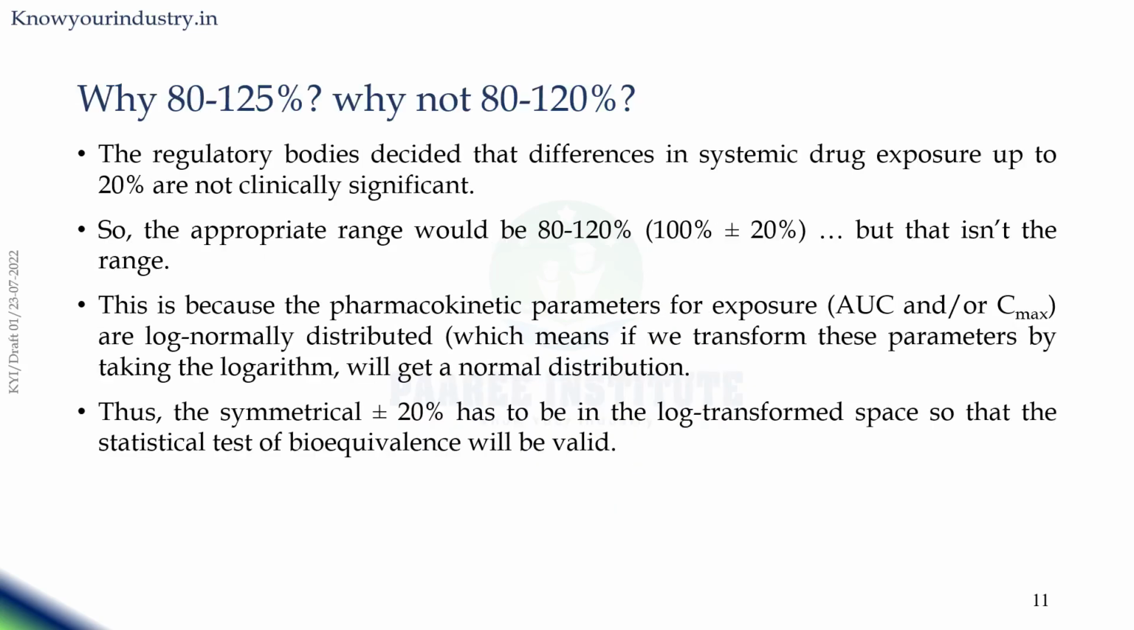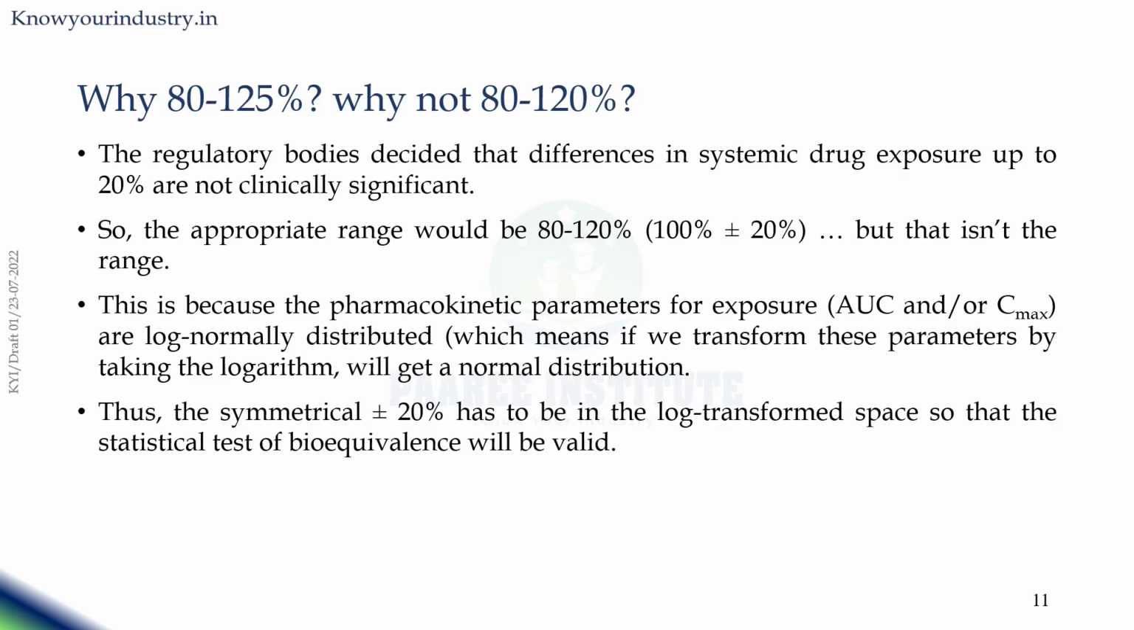This particular slide talks about why the bioequivalence limit is 80 to 125%. Why not 80 to 120%? It is sometimes 80 to 120% also, when the data is not log transformed. But when it is log transformed, we keep 80 to 125%. Why? The regulatory bodies decided that differences in systemic drug exposure up to 20% are not clinically significant. So the appropriate range would be 80 to 120%, but that is not the range.